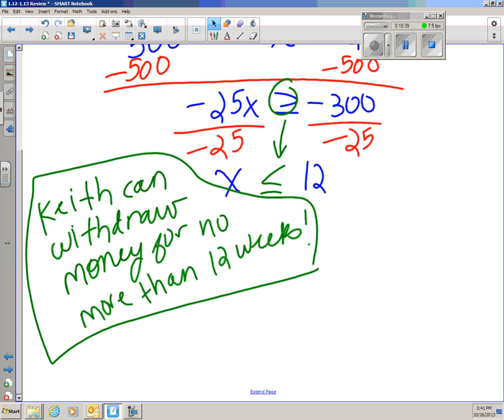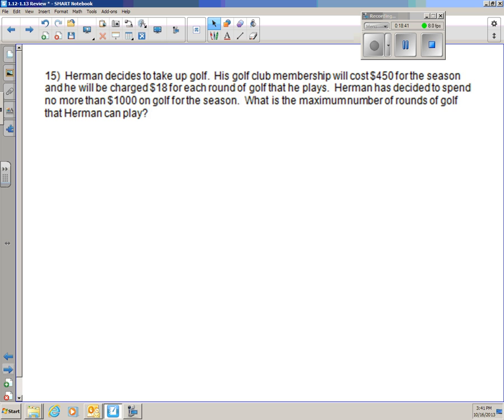Let's talk about Herman. He decides to take up golf. His golf club membership will cost him $450 for the season, and he's charged $18 for each round of golf he plays. He decides to spend no more than $1,000 on golf for the season. What's the maximum number of rounds of golf that he can play? So what's happening here is he takes up golf. It's going to cost him $450 for his membership plus $18 per round of golf. So x equals the number of rounds.